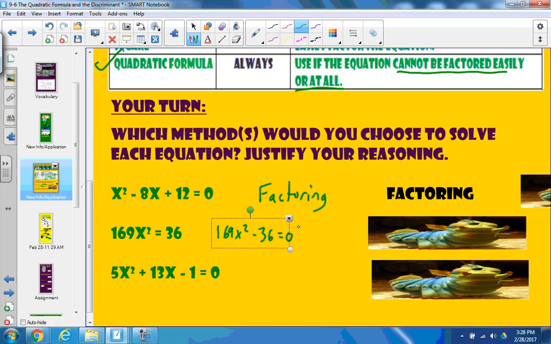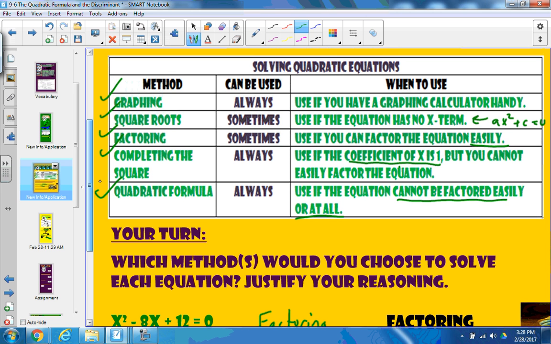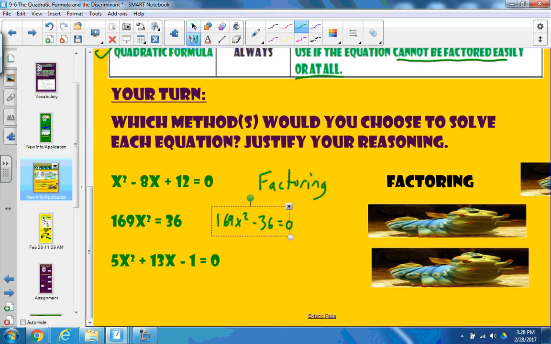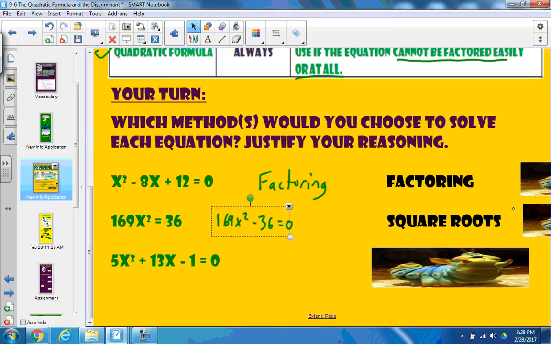Now, if you look at this, there's no x term. There's no middle term. There's no b term, I guess. So when there's no b term, square roots might be the easiest way to do it. I mean, you can always use the quadratic formula again, but square roots might be the easiest in this case.